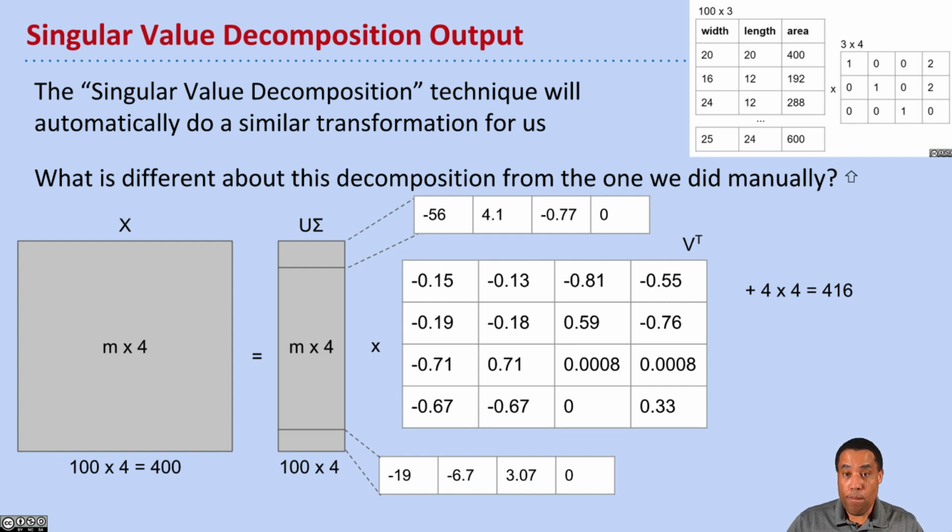Similarly, if we look at our V transform, it's 4 by 4, and we expected it to be 3 by 4. And if we actually look at the total amount of data we're storing, we started with 400 values that we stored. We ended up with a matrix that's 100 by 4, so that's 400, and an additional matrix that's 4 by 4. So we're now actually storing more data than we started with. We started with 400 values we needed to record. We end up with 416 values that we need to record. So there are a number of differences in this decomposition from the one that we did manually.